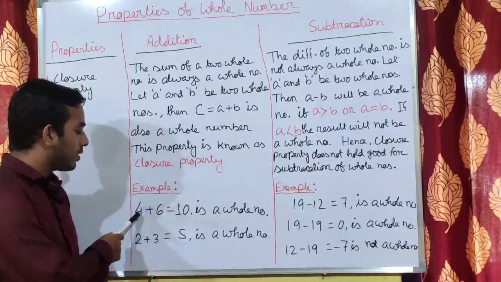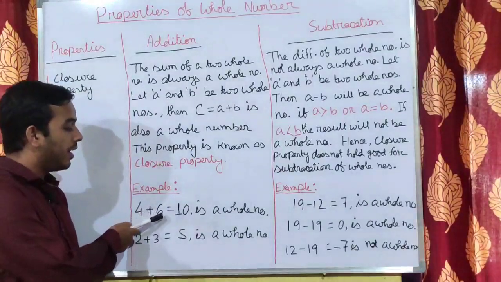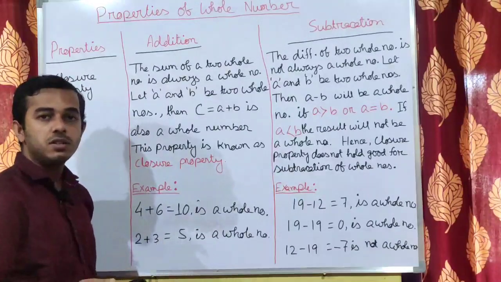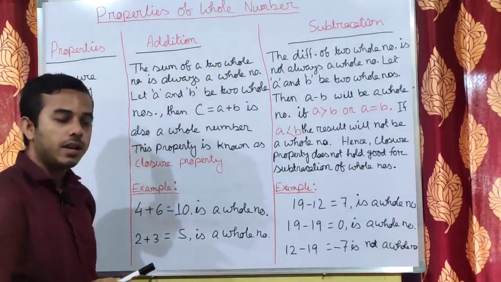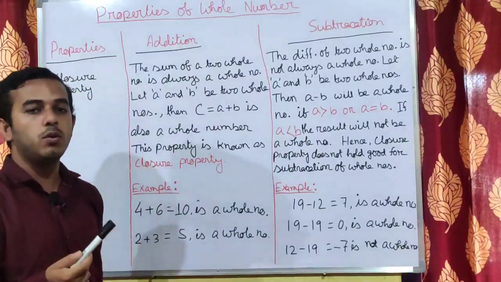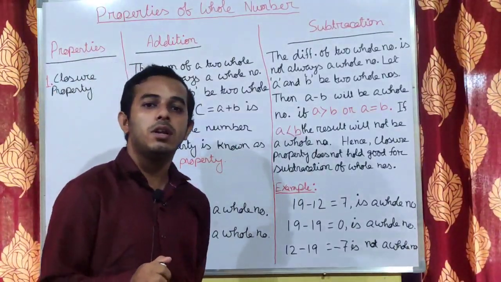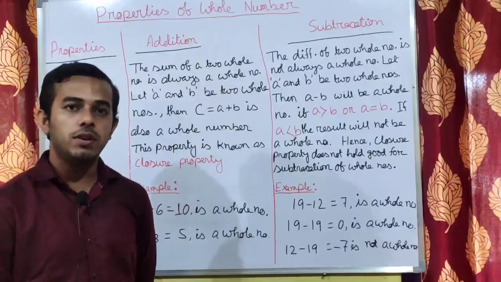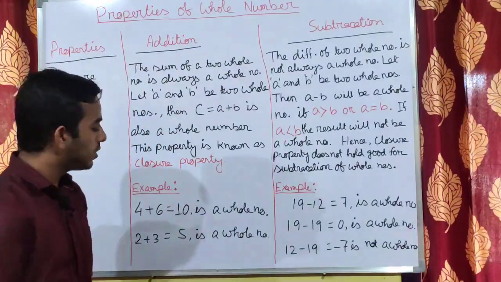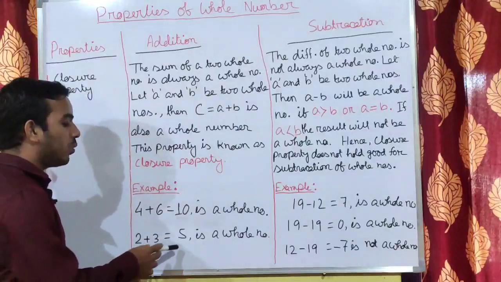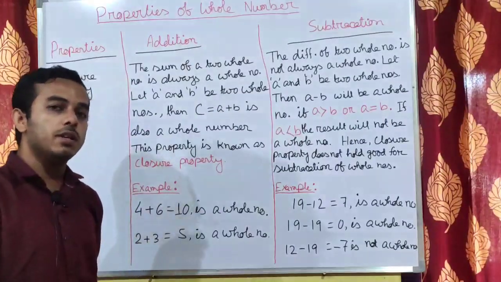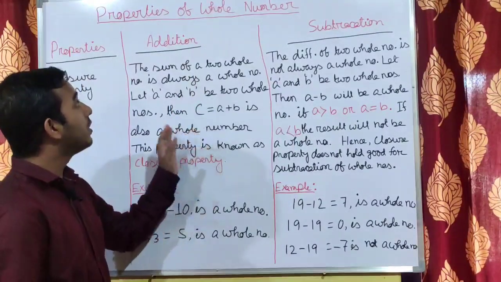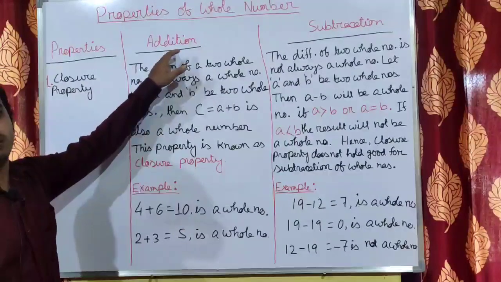Look here, we have taken an example. Suppose in this case consider 4 as a and 6 as b, and 10 as c. So 4 plus 6 is how much? 4 plus 6 is 10. So is 10 a whole number? Yes, 10 is a whole number, because we know what a whole number is: the numbers which start from 0 and move towards the right and go to infinity are known as whole numbers. Another one, 2 plus 3 equals 5. Is 5 a whole number? Yes, 5 is also a whole number. So this is closure property of addition.